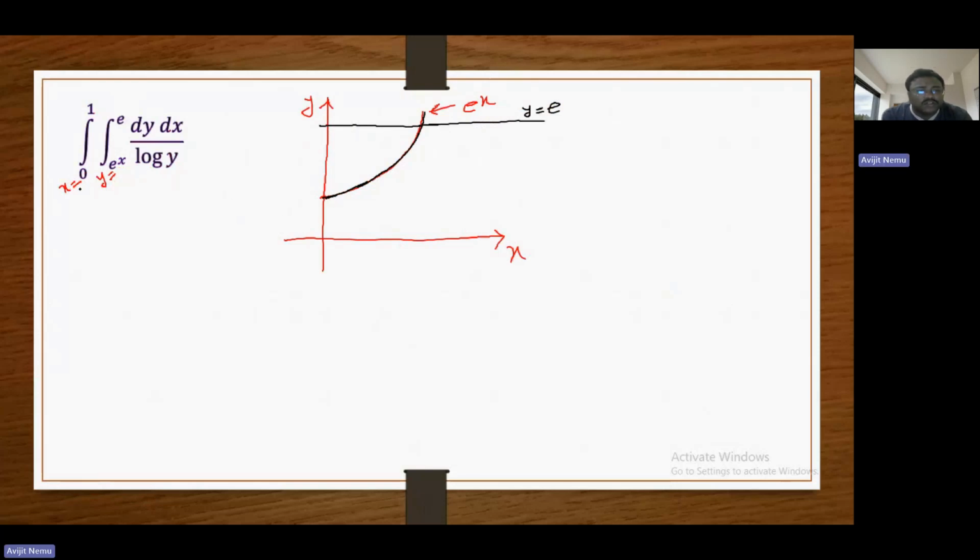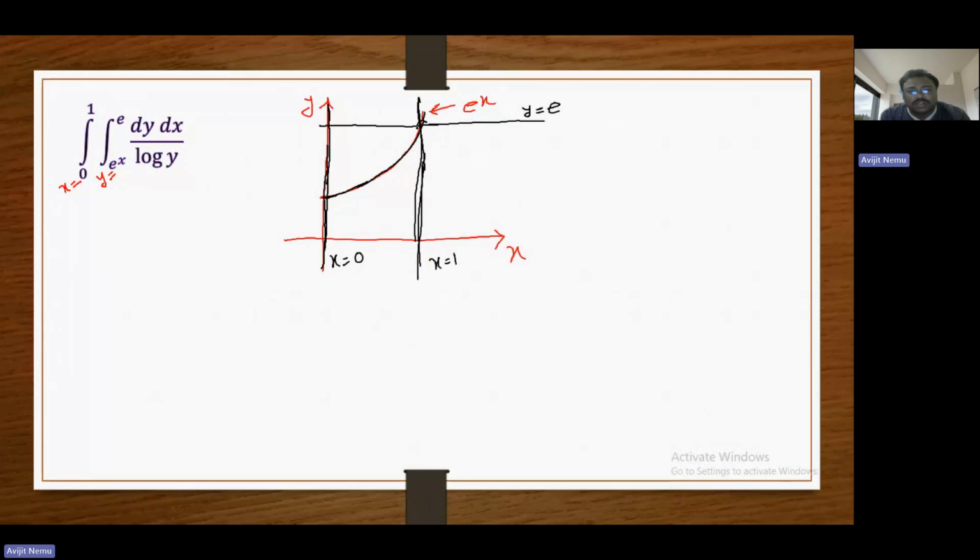Now consider a range for x. Here the lower limit of x is 0. That means this is the y-axis. So x equals 0 means the y-axis, and then x equals 1. When x equals 1, this is a line parallel to the y-axis. So this is x equals 1.